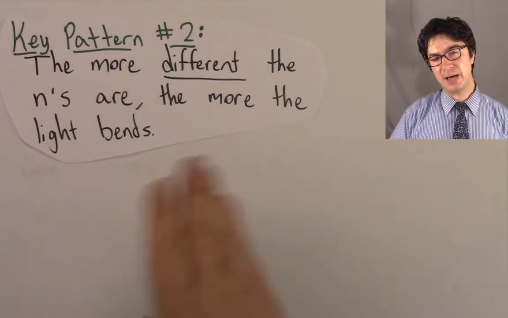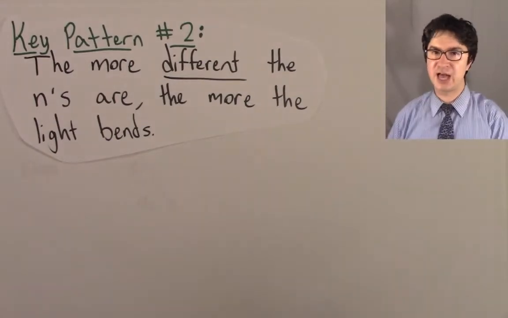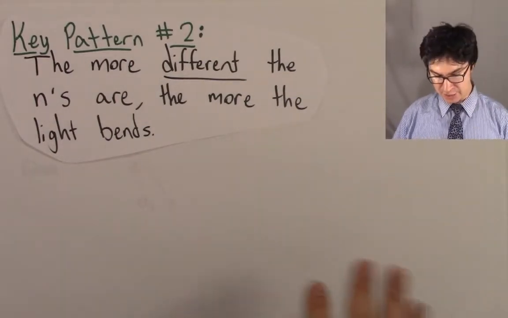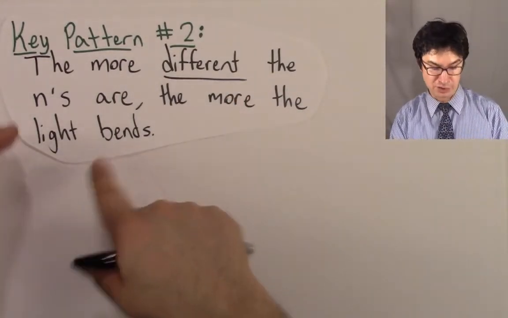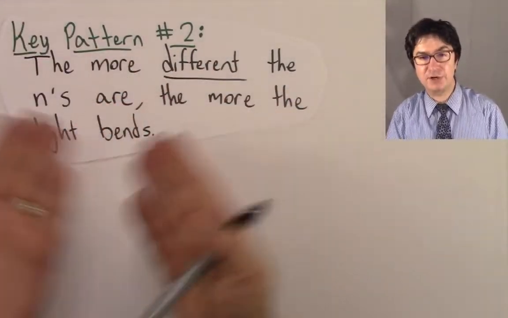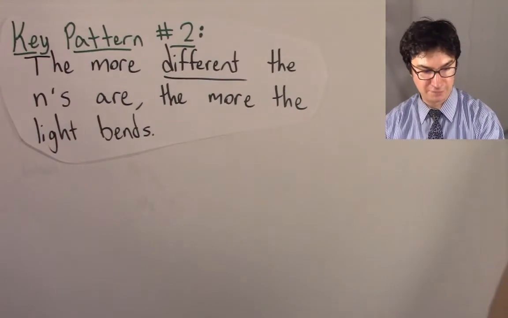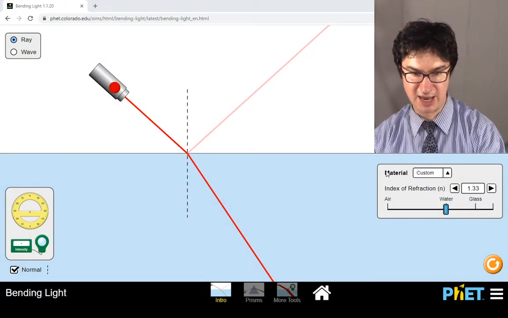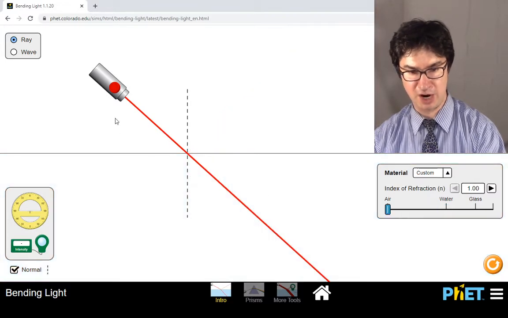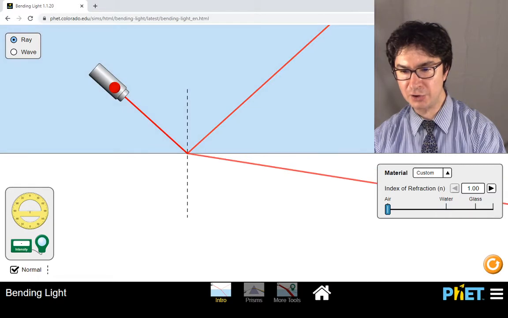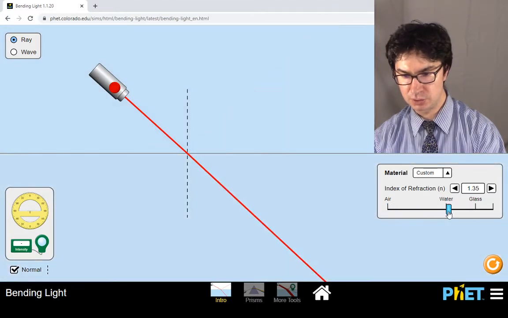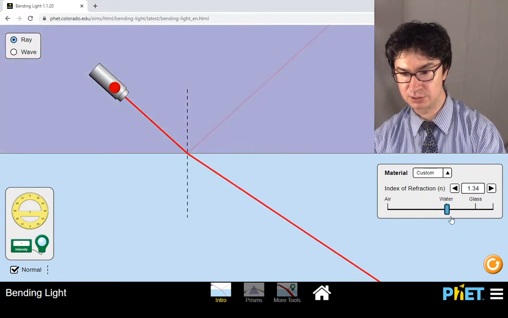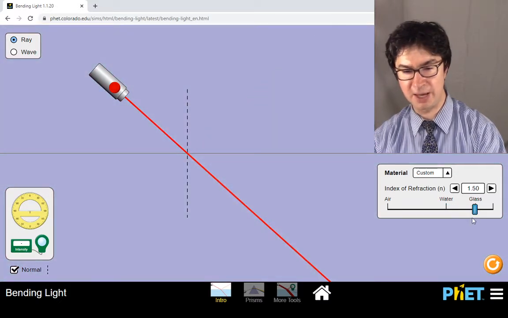Okay? If light passes from one material into the exact same material, it's not going to bend. We need those indexes of refraction, or the indices of refraction, to be different in order for the light to bend. So, for example, if we go back to our simulation, if I go air into air here, there's absolutely no bending at all. Or if I go water into water, there's absolutely no bending at all. Or glass into glass, there's absolutely no bending at all.